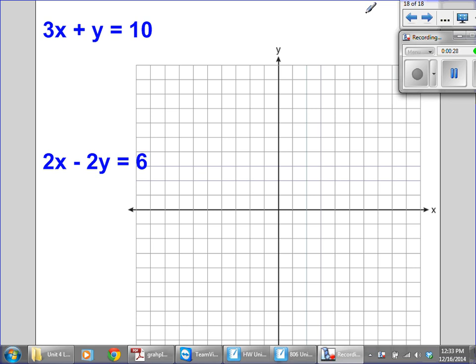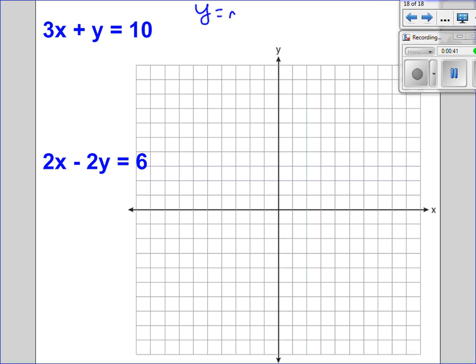So we have two equations here, but we can't graph them yet. Why not? Think about that for a second. What's wrong with these two lines? Why can't we graph them? They're not in slope-intercept form. They need to be in the form of y equals mx plus b. That way, we can look at it, know the slope, know the y-intercept, and graph it.